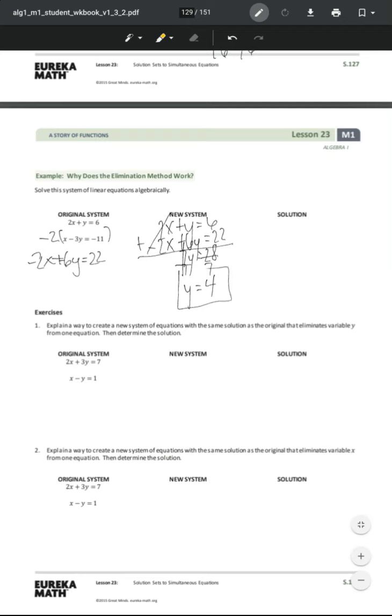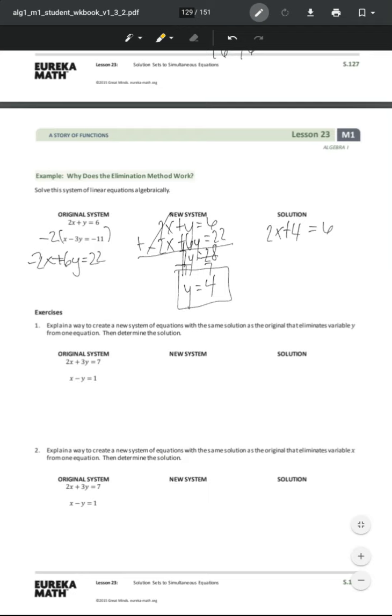So y equals 4 is half of my solution. I still have to find what x is equal to. In order to find what x is equal to, we're going to substitute this y into either one of my original equations. I'm just going to do the first one. So 2x, substituting 4 for y, we get 2x plus 4 equals 6. And then we're going to solve for x.